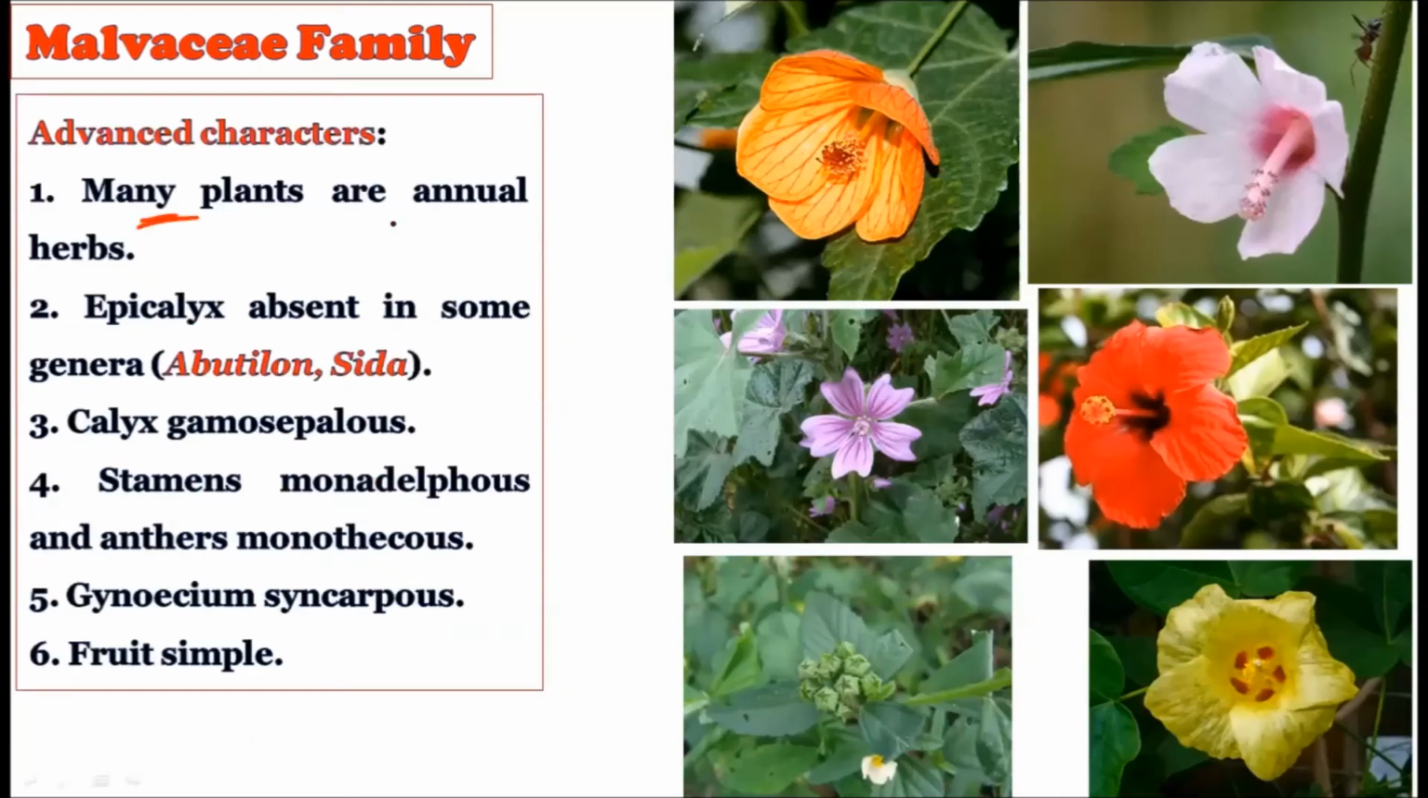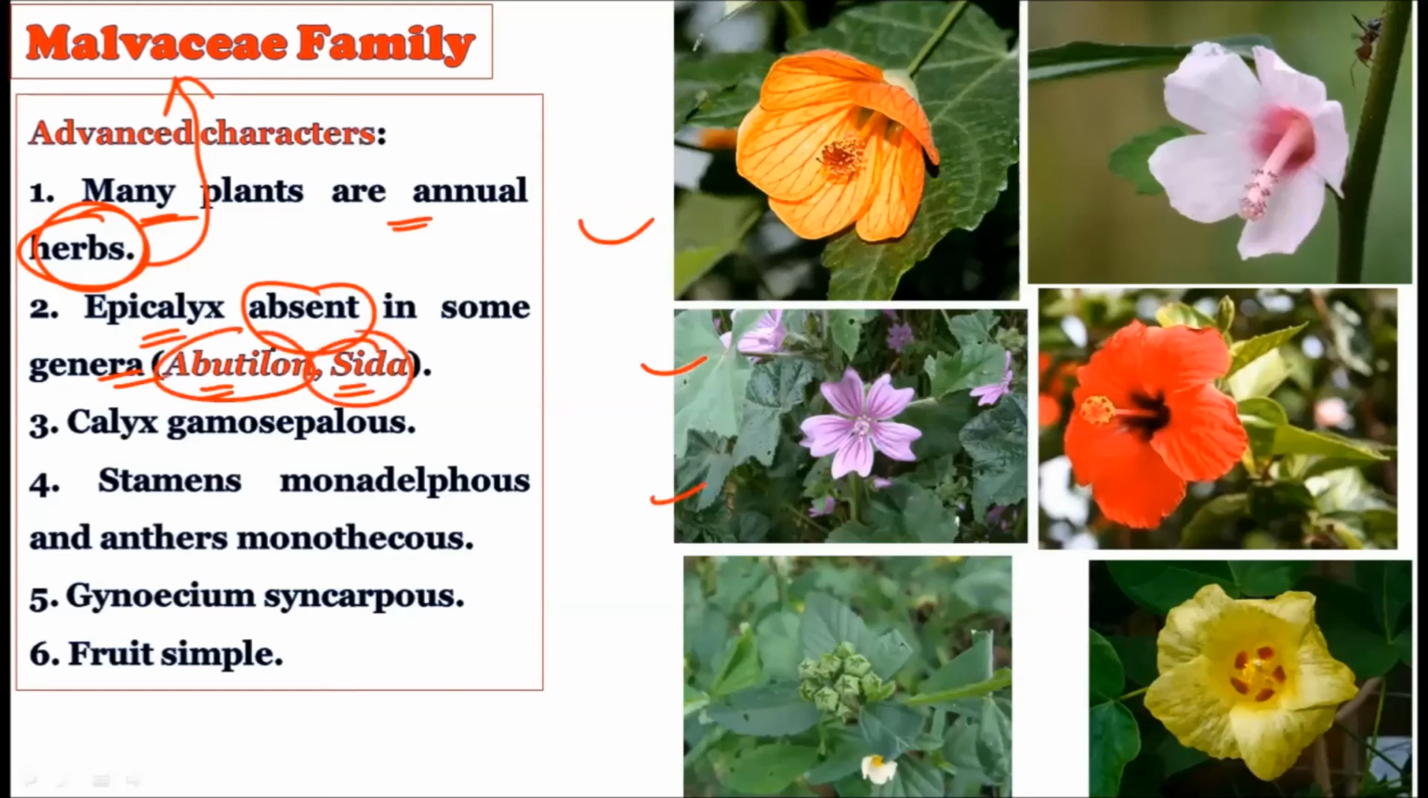See, many plants are annual herbs, okay. As you know, herb plants are considered advanced plants, and herb plants are present in the Malvaceae family. Epicalyx is absent in some of the genera, for example, Abutilon and Sida, okay. So these genera are considered advanced genera because they do not show any type of epicalyx. Then the calyx is gamosepalous, that is, there is fusion in the calyx. So this is considered an advanced character.